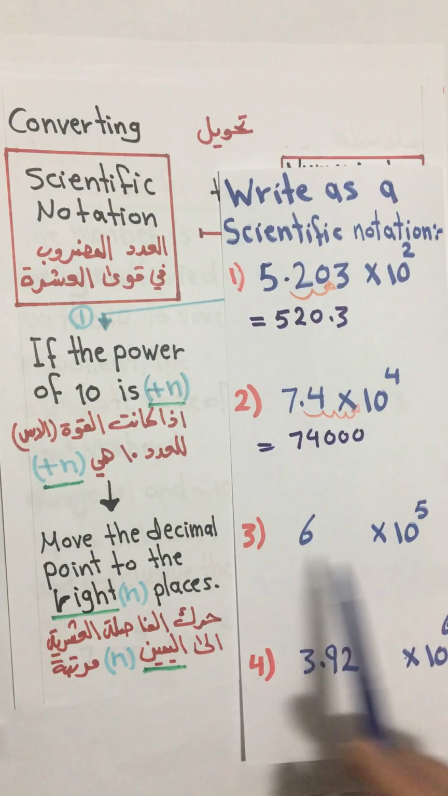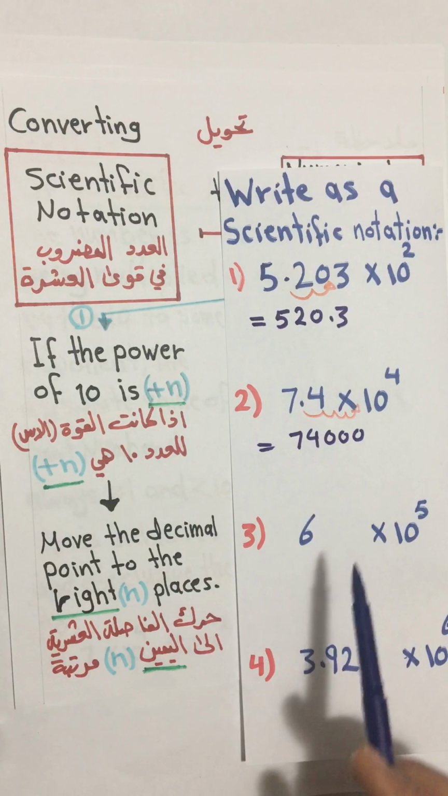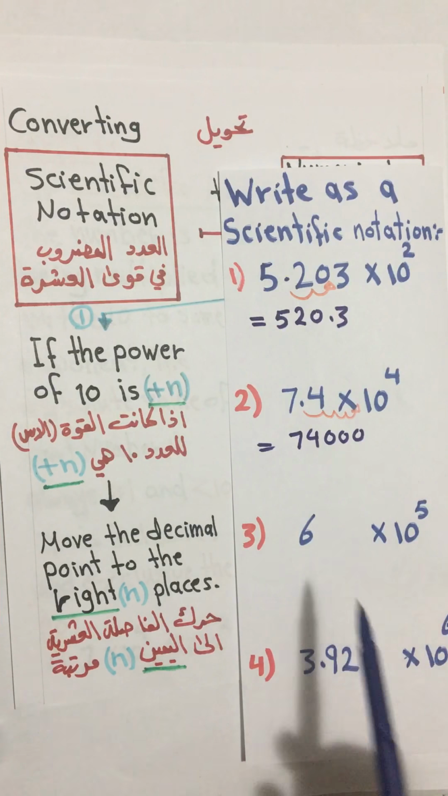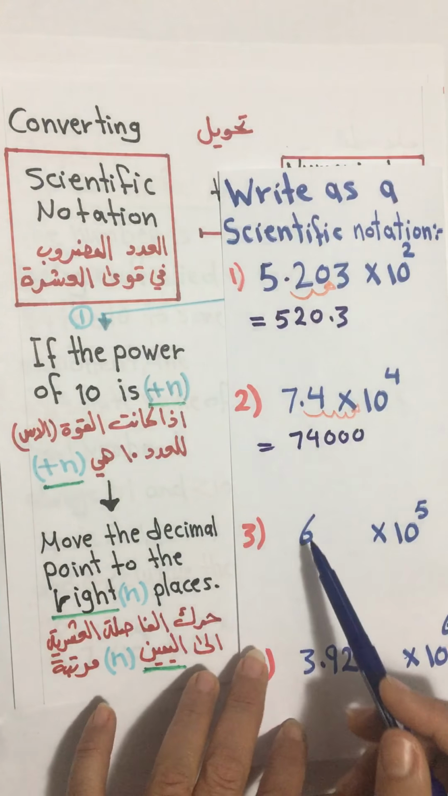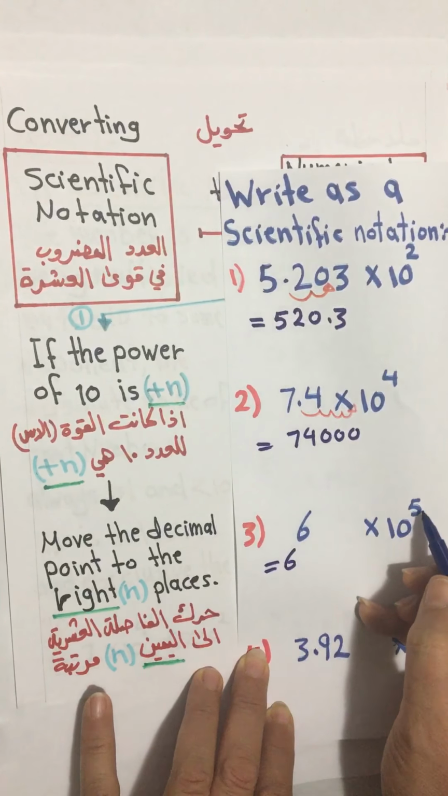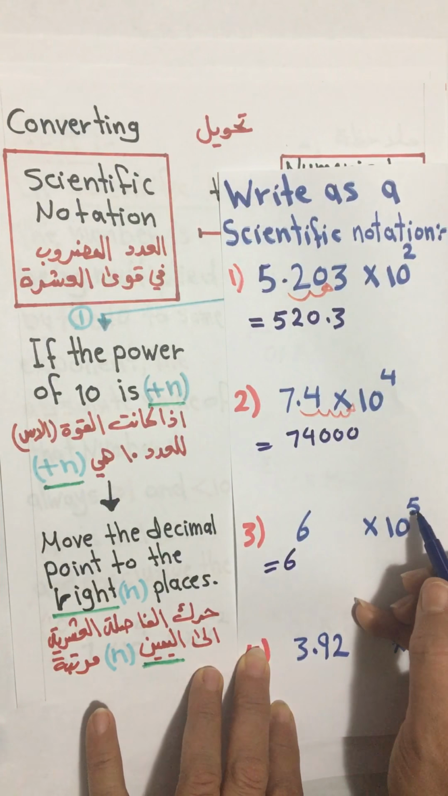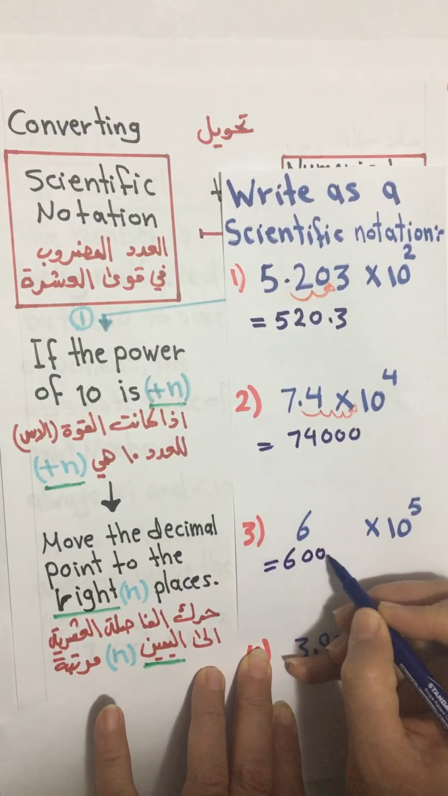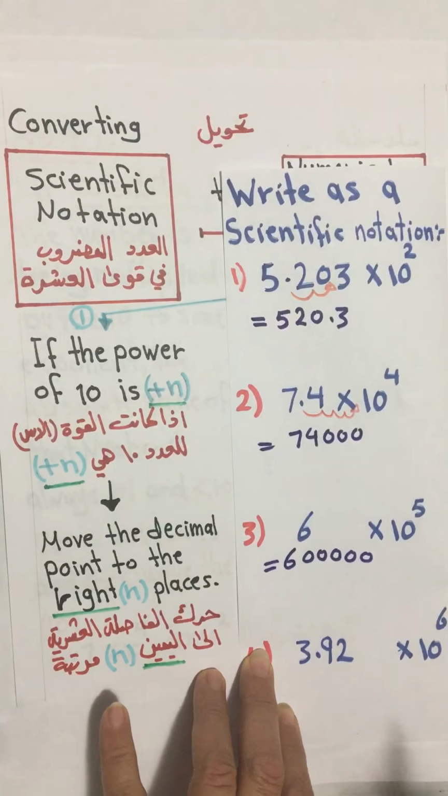6 times 10 to the power 5. This example I can do in two ways. I can write down the 6, and since the power is positive 5, I add 5 zeros: 1, 2, 3, 4, 5. This is the answer.